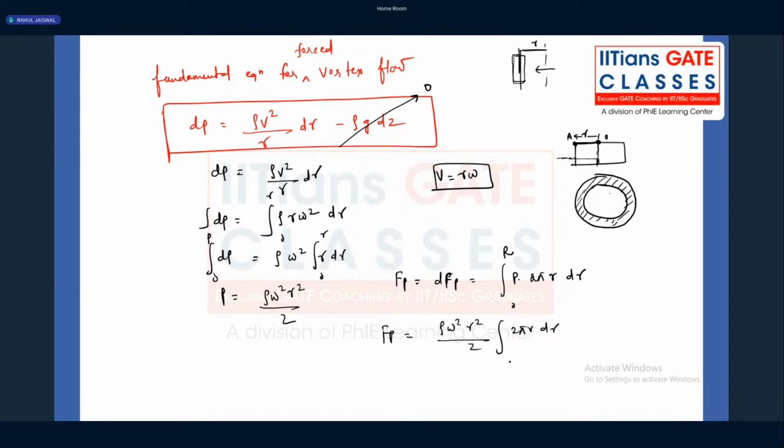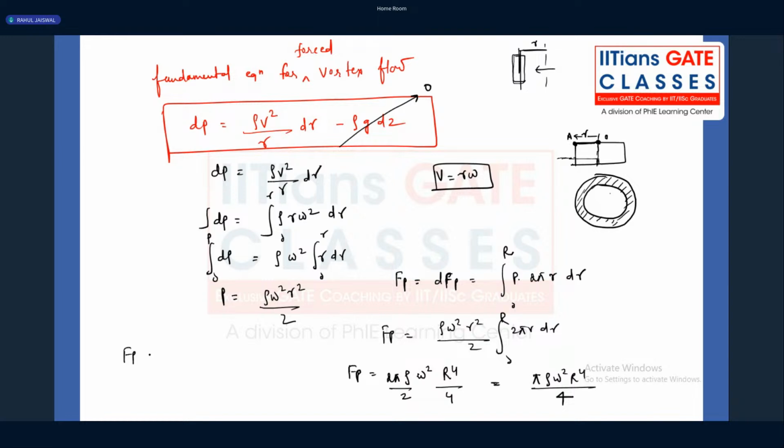Again, r we can take inside. So directly, if I write the formula, rho into 2 pi, rho omega square, r to the power 4 by 4, divided by 2. So what we can get? Pi rho omega square r to the power 4 by 4. That should be the value of the pressure force exactly on the top surface.